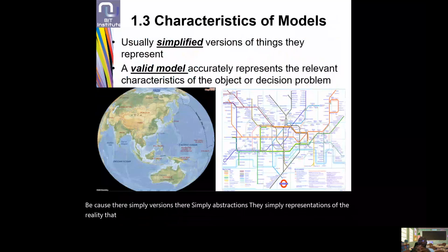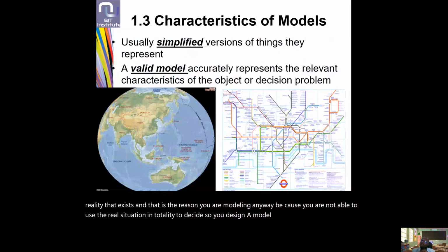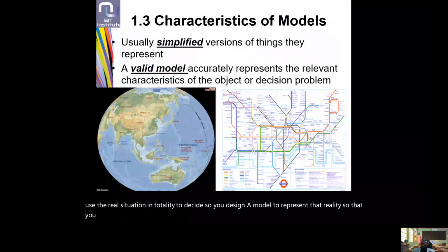And that is the reason you are modeling anyway, because you are not able to use the real situation in totality to decide. So you design a model to represent that reality so that you are able to make the decision. So if the model is not simple, then you are complicating the decision-making process.